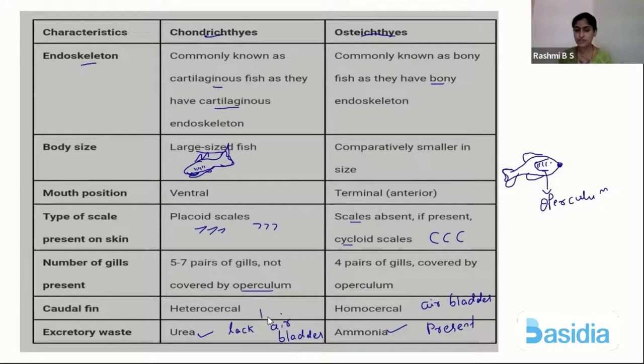One of the important features: chondrichthyes do not have an air bladder. That's why they sink if they stop swimming. In case of bony fishes, they have air bladders, so they need not swim continuously to keep themselves buoyant or floating. They do float even though they don't swim. Is it clear, children? Any doubts here regarding characteristic features of chondrichthyes and osteichthyes?